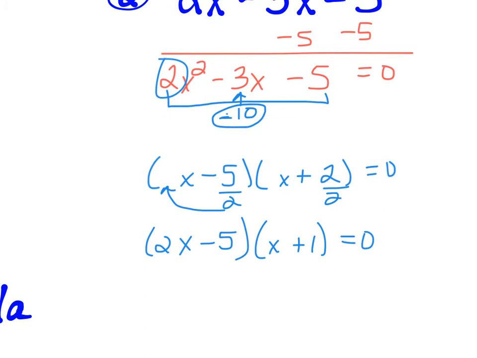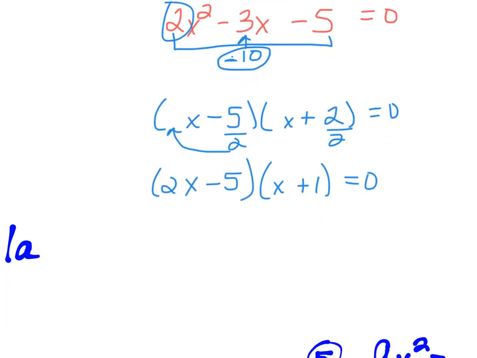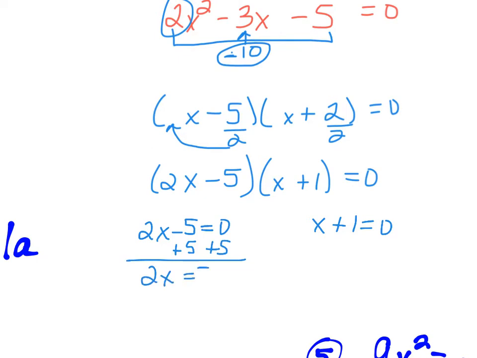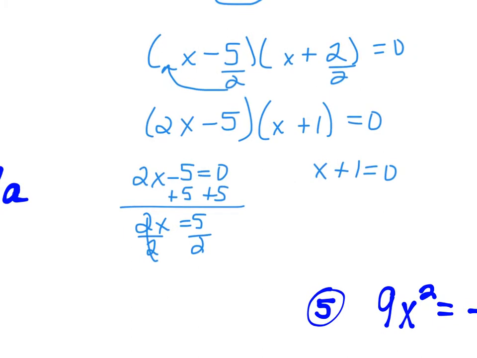In order to solve, what do you do with each parenthesis? Set it equal to 0. So 2x minus 5 equals 0. And over here, x plus 1 equals 0. So on the left-hand side, how do I get x all by itself? Add 5. Good. So I have 2x equals 5. Then what? Divide by 2. So I have x equals 5 over 2.